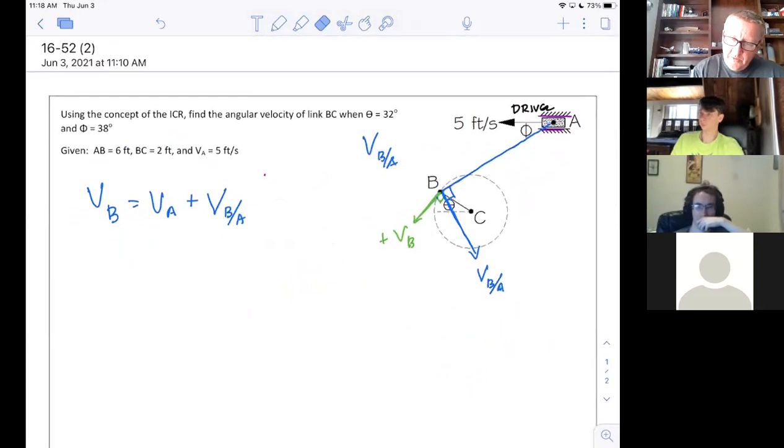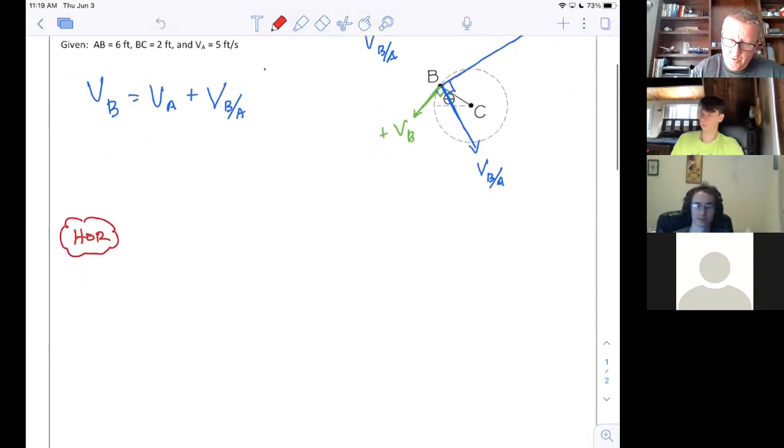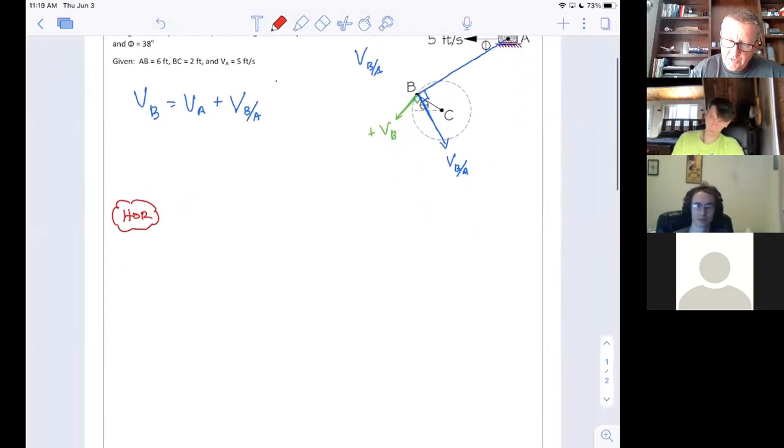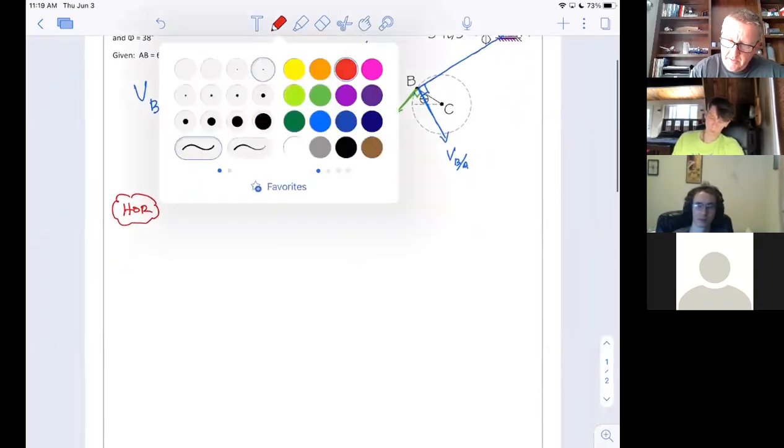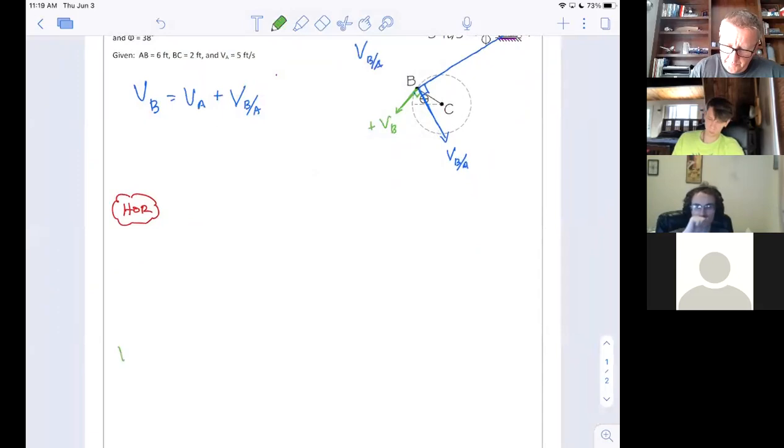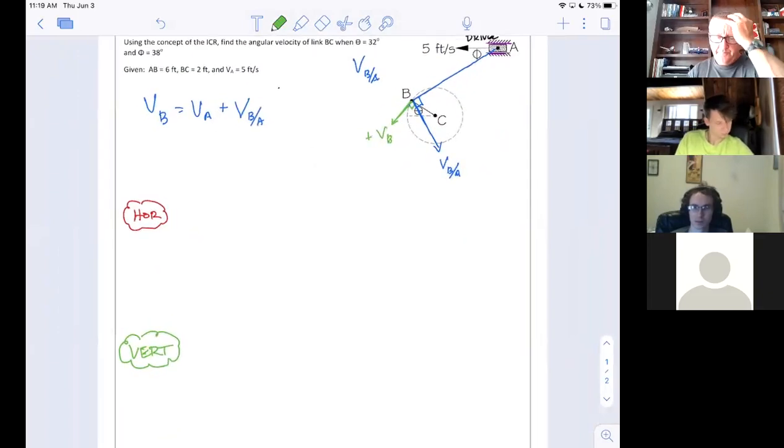So what I want to see if you can do then, armed with that knowledge, and I'll give you a second to think about this, is can you draw the horizontal set of equations? And can you draw the vertical? And just write the equation out. Don't plug anything in yet. Can you just write the equation out, and then we'll see what we can plug in and what we can actually solve.